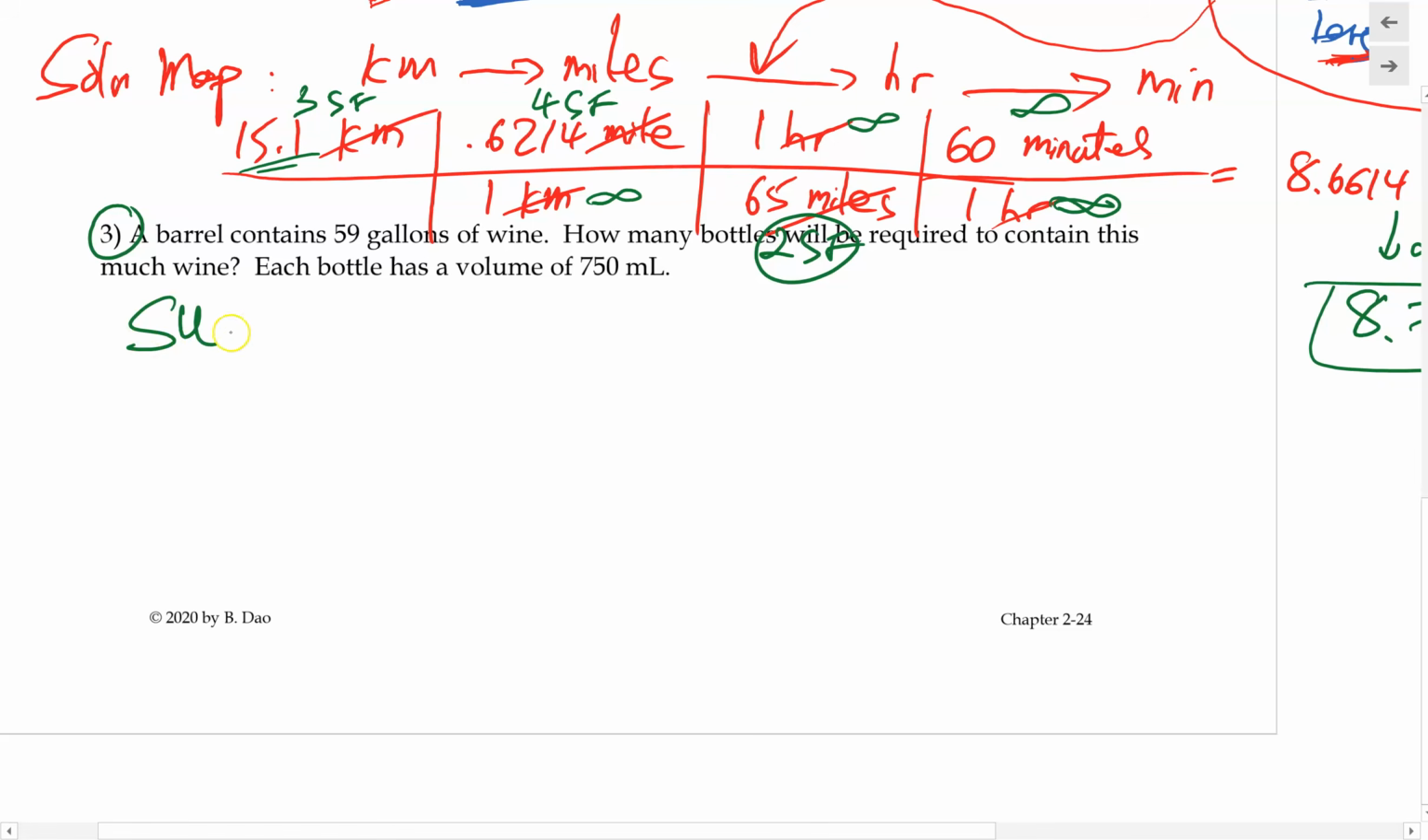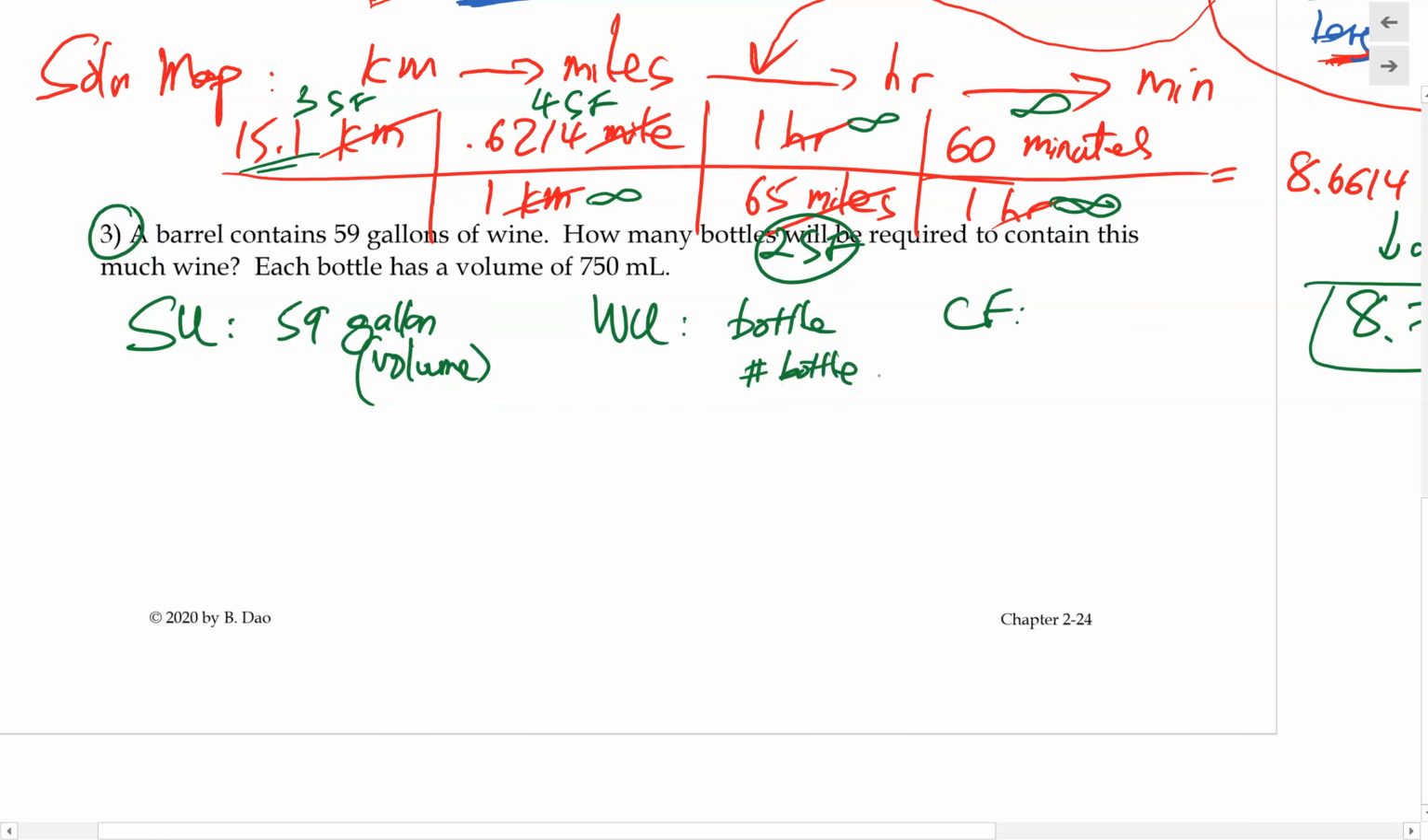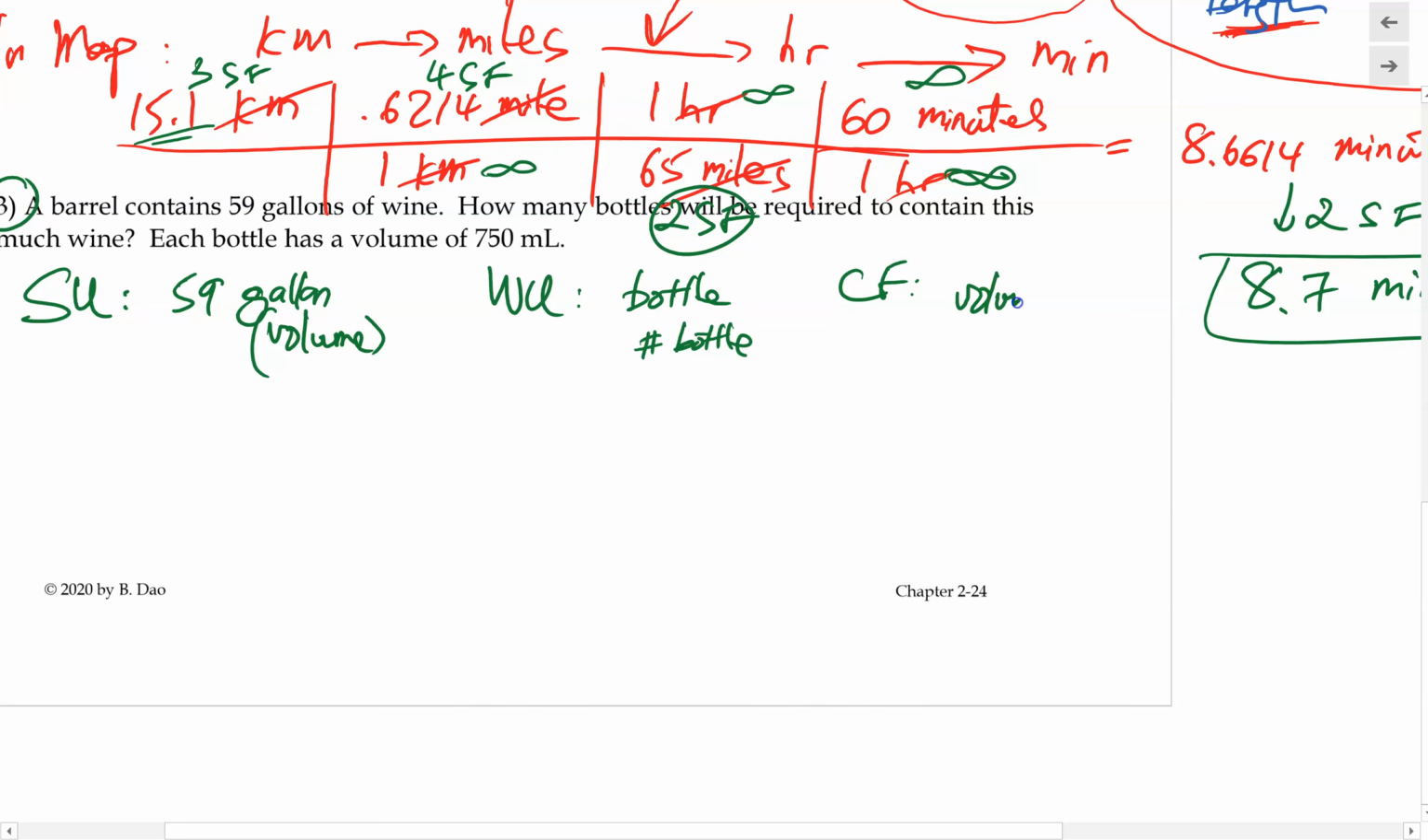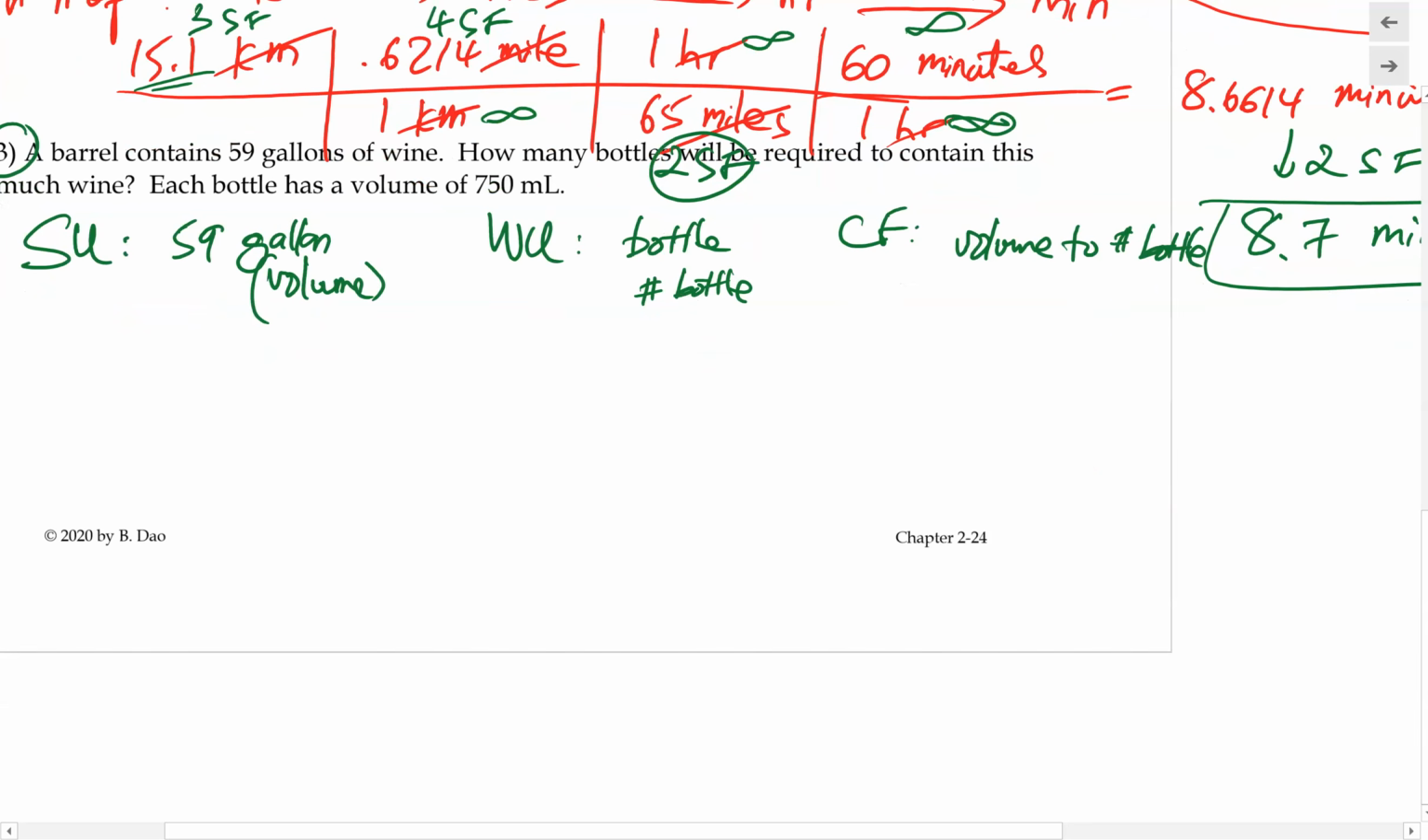So in this case, the starting unit is 59 gallon, and the wanted unit is bottle, and the required conversion factor, we need something that would relate gallon. Well, gallon here is a unit of volume, right? And bottle here is the number of bottles. So the required conversion factor will be something that relates volume to bottle. And in this case, each bottle has a volume of 750 milliliter, and that is the conversion factor that we need. 750 milliliter equals 1 bottle.